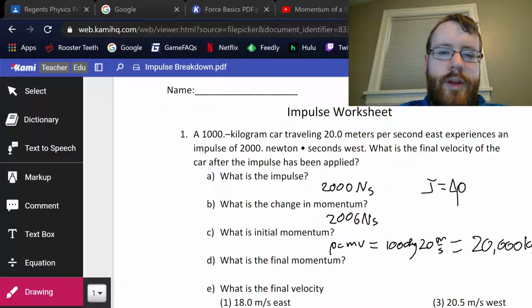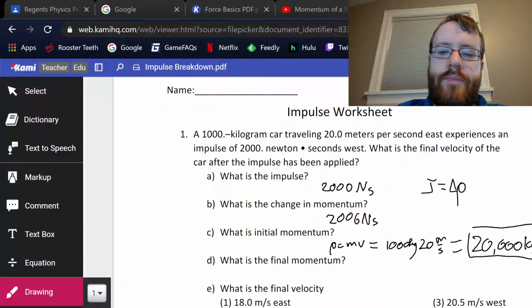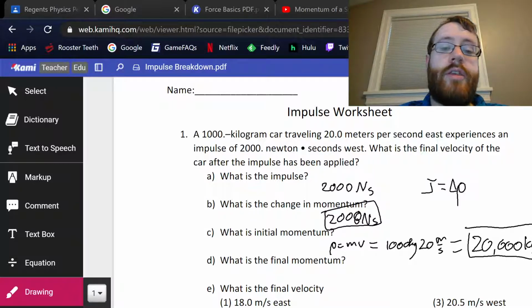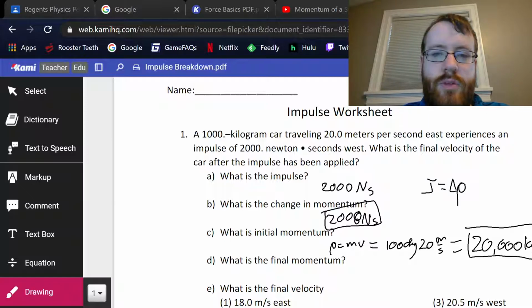I believe it comes to, no, it does not come to a rest. We have to figure what that is. So we know this is the starting momentum, the initial. We know that the change in momentum is 2,000. So it was 20,000, and that changed by 2,000.